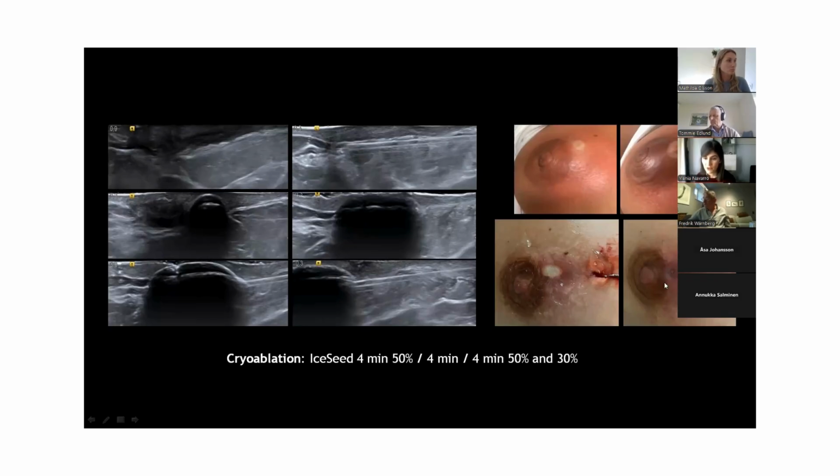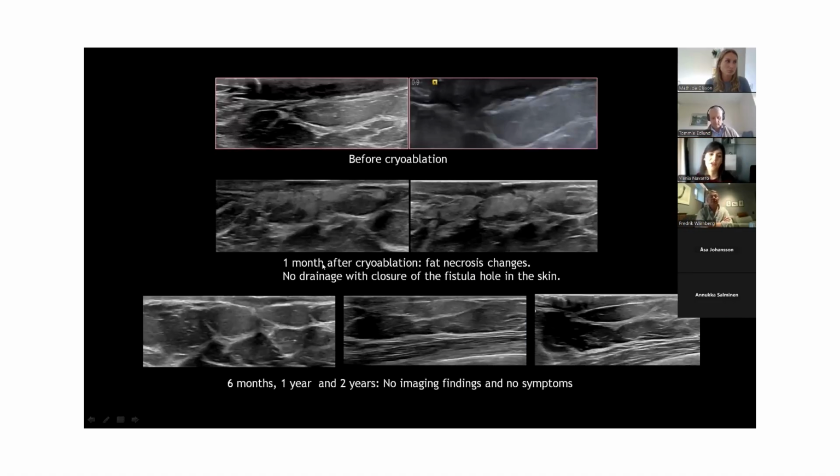And this is the evolution right after finishing the procedure. So you can see the skin is perfectly fine. And this is the evolution 1 month after, we can see this hyperechoic area around the tract of the fistula with no imaging findings after that. Last control is almost 3 years now with no imaging findings.